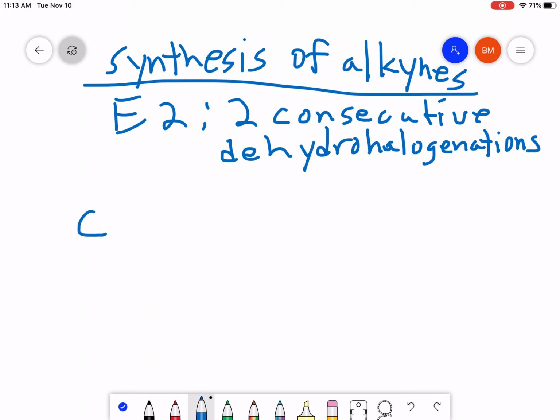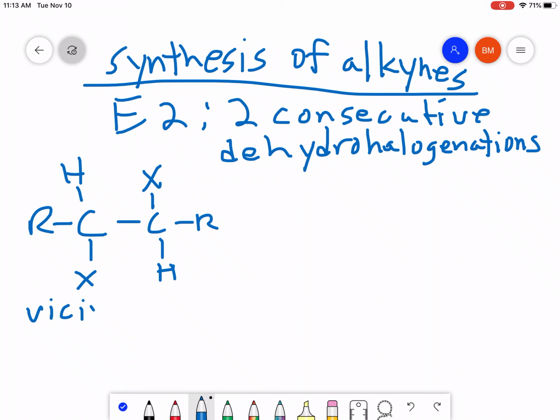All right, you could have something like this. Okay, in this case, you have two carbons that are right next to each other that each have halogens on them. This is called a vicinal dihalide. And sometimes you'll see vicinal abbreviated as Vic.